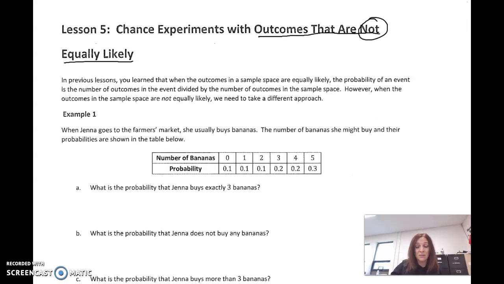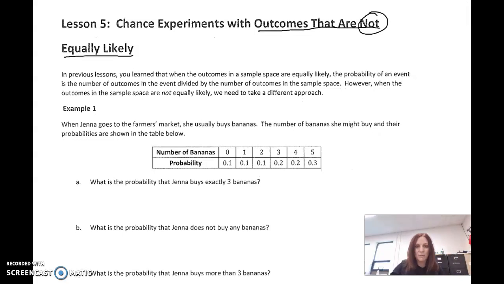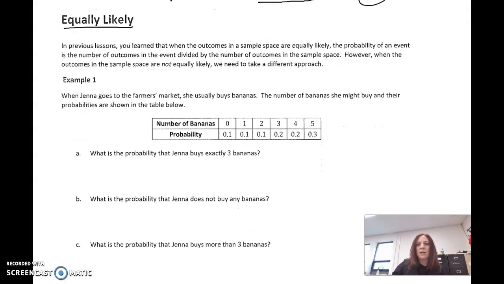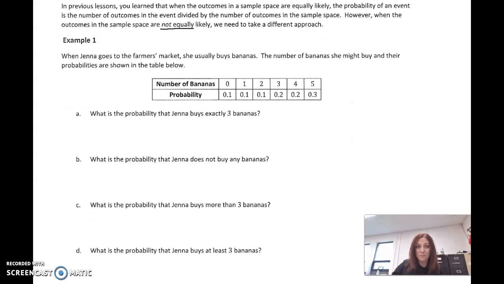Again, probability is still our favorable outcome, right? What we want over total. The number of outcomes divided by the number of outcomes in the sample space. That's what I just said basically, a little differently. What about when they're not equally likely though? We need a different approach, and that's what we're doing here.